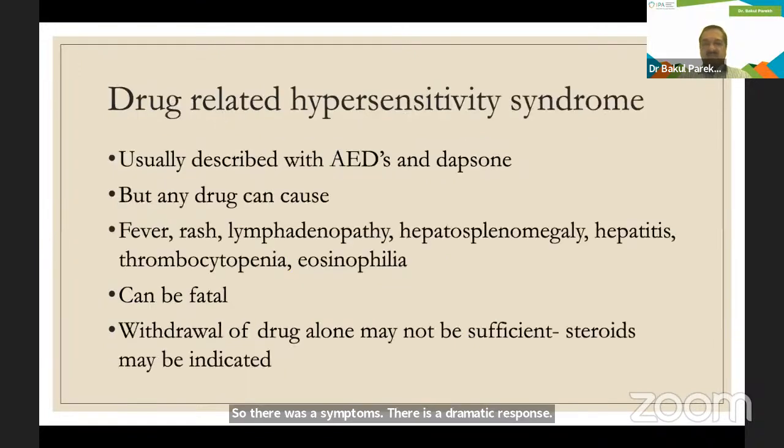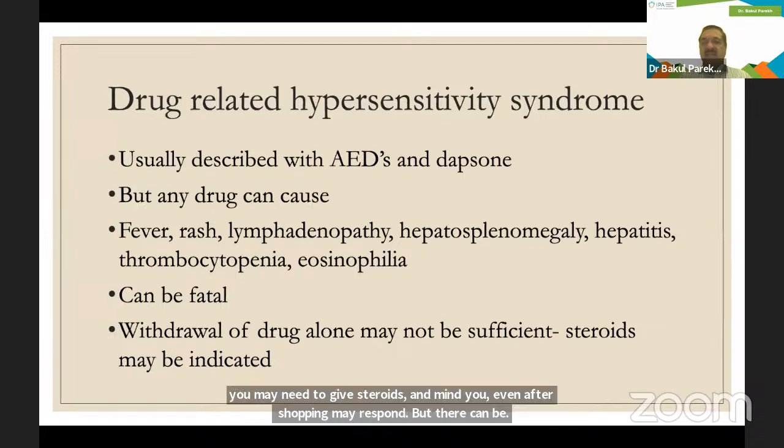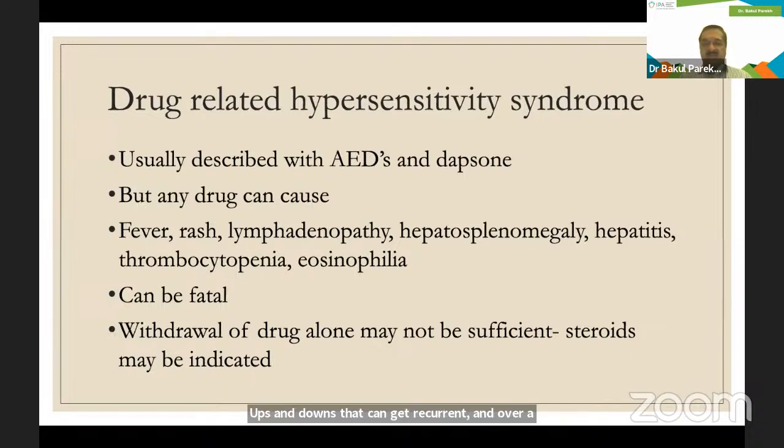So drug-related hypersensitivity syndrome, or DRESS, is usually described with anti-epileptic drugs and dapsone, but any drug can cause it. Fever, rash, lymphadenopathy, hepatosplenomegaly, hepatitis, thrombocytopenia, and eosinophilia can give you the clue. It can be fatal if not picked up in time. Withdrawal of the drug alone may not be sufficient at times, and you may need to give steroids. And mind you, even after stopping drugs, the child may respond, but there can be ups and downs. The child can get recurrent symptoms, and over a period of time the child recovers.